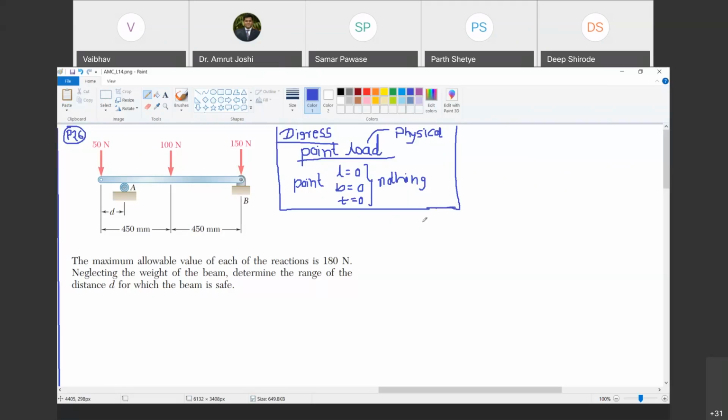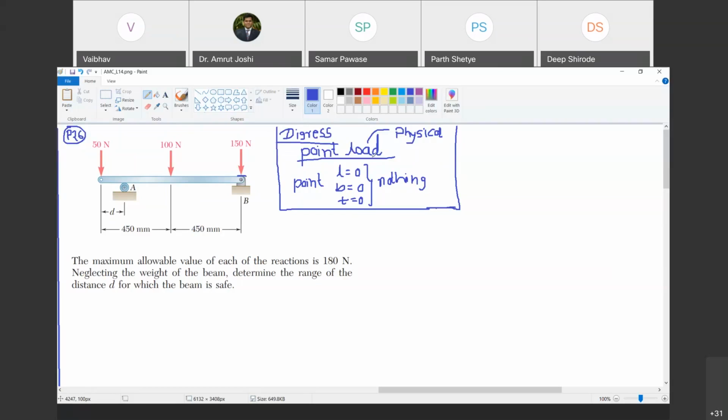So you have to understand, whenever the length over which this 150 Newton is distributed is very small in comparison with total length, are you with me? Yes, sir. Then we idealize it as a point load. So point load, you have to understand it is idealization, and this idealization comes with its errors. There are going to be certain errors introduced due to this idealization, but those errors are negligible, and hence we accept that. Are you with me?